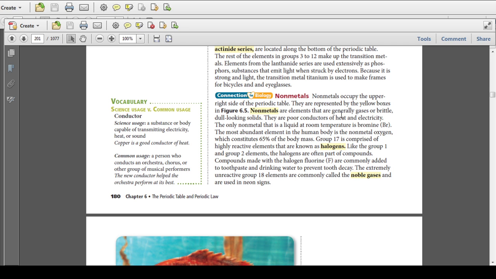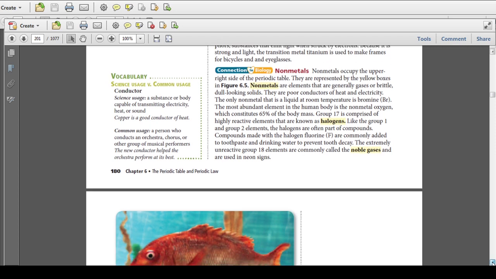Group 17 is composed of highly reactive elements that are known as halogens. Like the group 1 and group 2 elements, the halogens are often part of compounds. Compounds made with the halogen fluorine are commonly added to toothpaste and drinking water to prevent tooth decay. The extremely unreactive group 18 elements are commonly called the noble gases, and they can be used in those neon light-up signs.